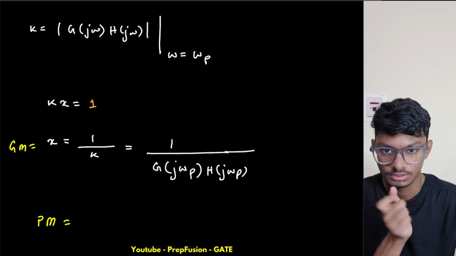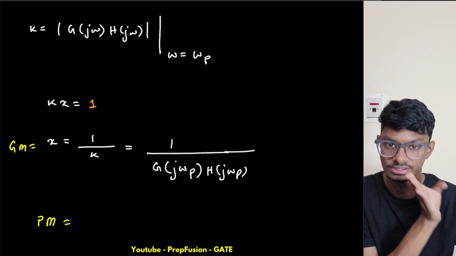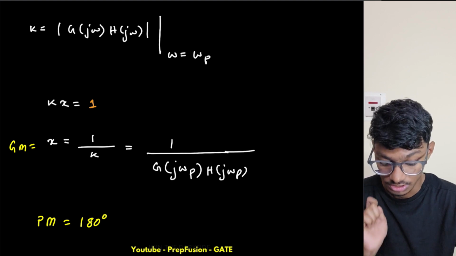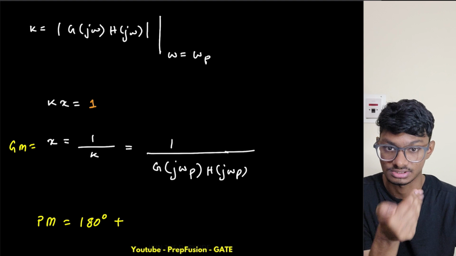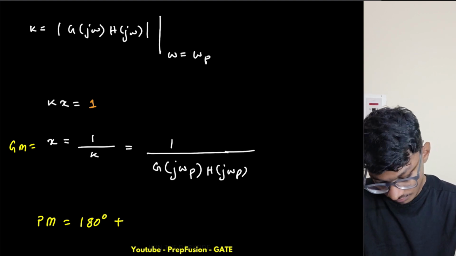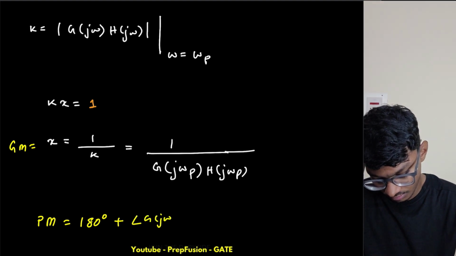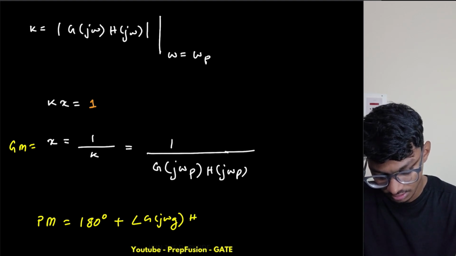PM is simply the angle of G(jω)H(jω) minus of -180, so it becomes plus 180. This is the phase lag. Just remember, this is the phase lag, not the phase lead. So this theta is not anti-clockwise; it is clockwise. Why is this G? Because the gain at that point, the gain of the voltage, is 1.